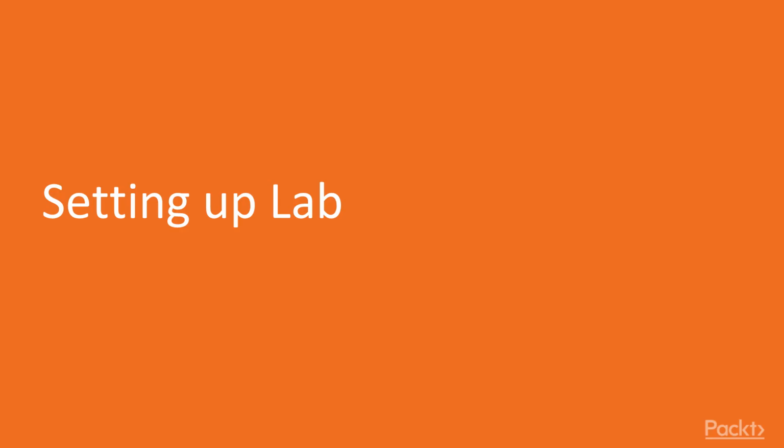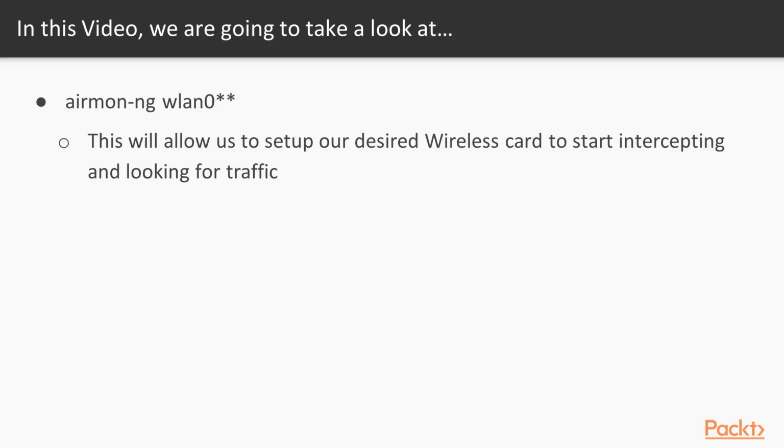In the following video, we are going to set up the lab by using Airmon-ng, and this will allow us to completely set up our desired wireless card to start intercepting. In this demo, I am going to use an Alfa card, which is already connected to my virtual machine.